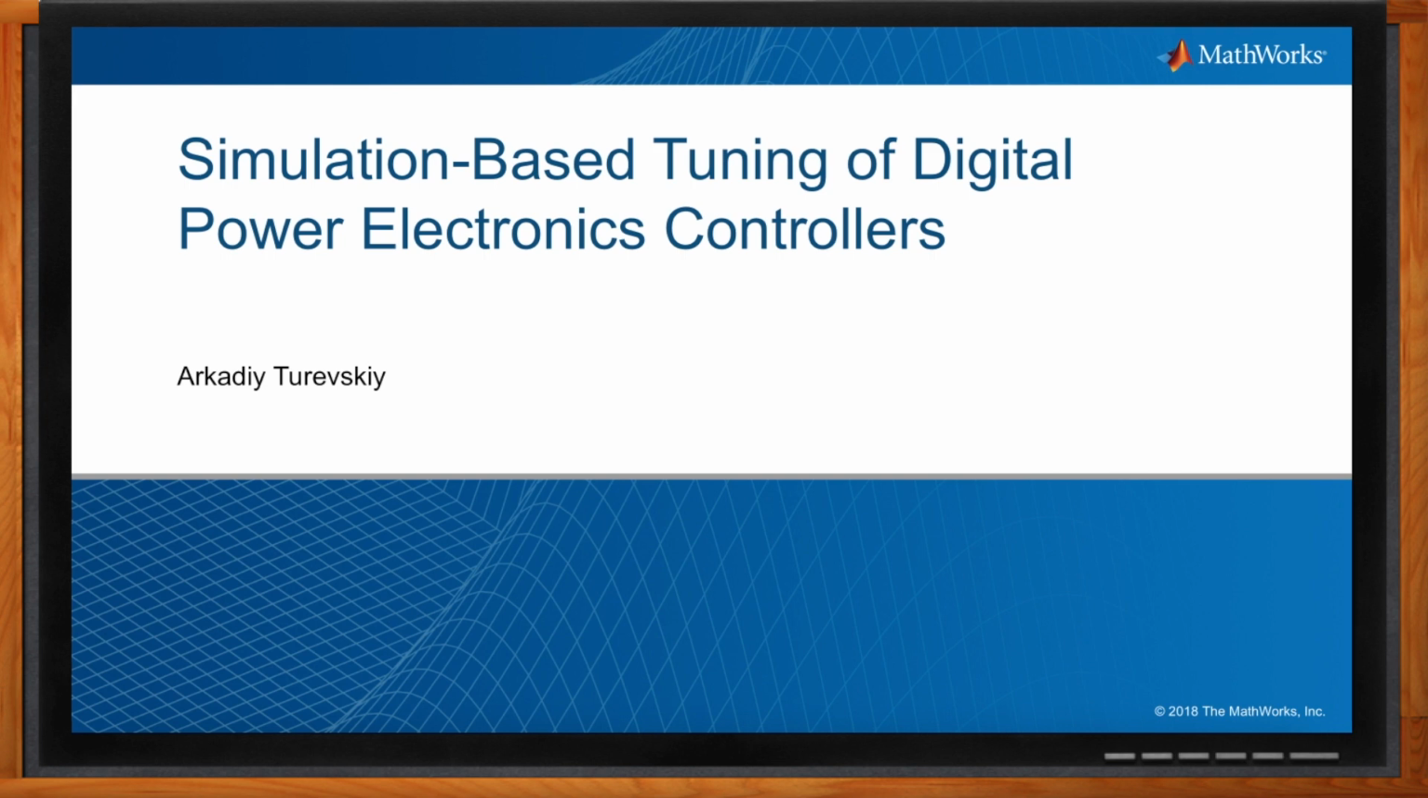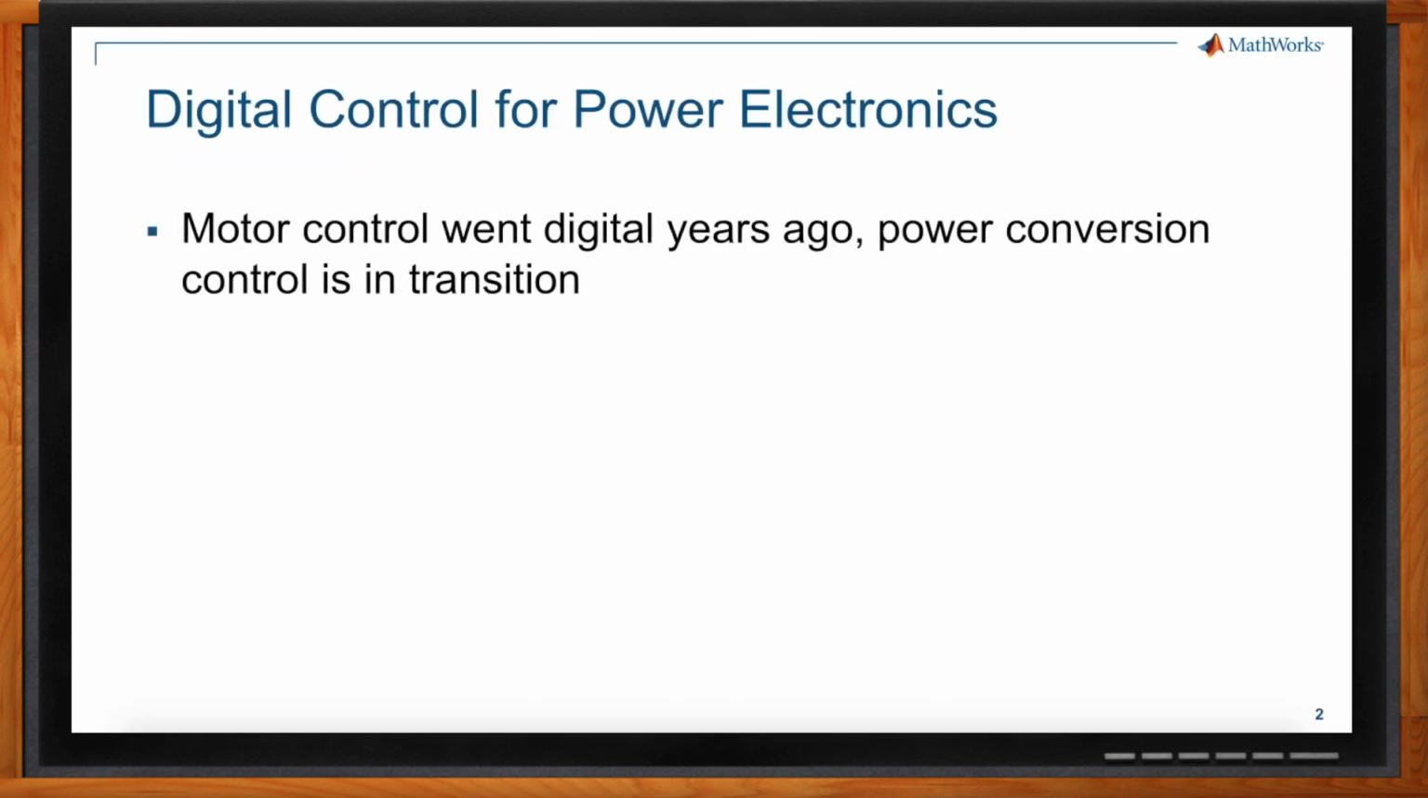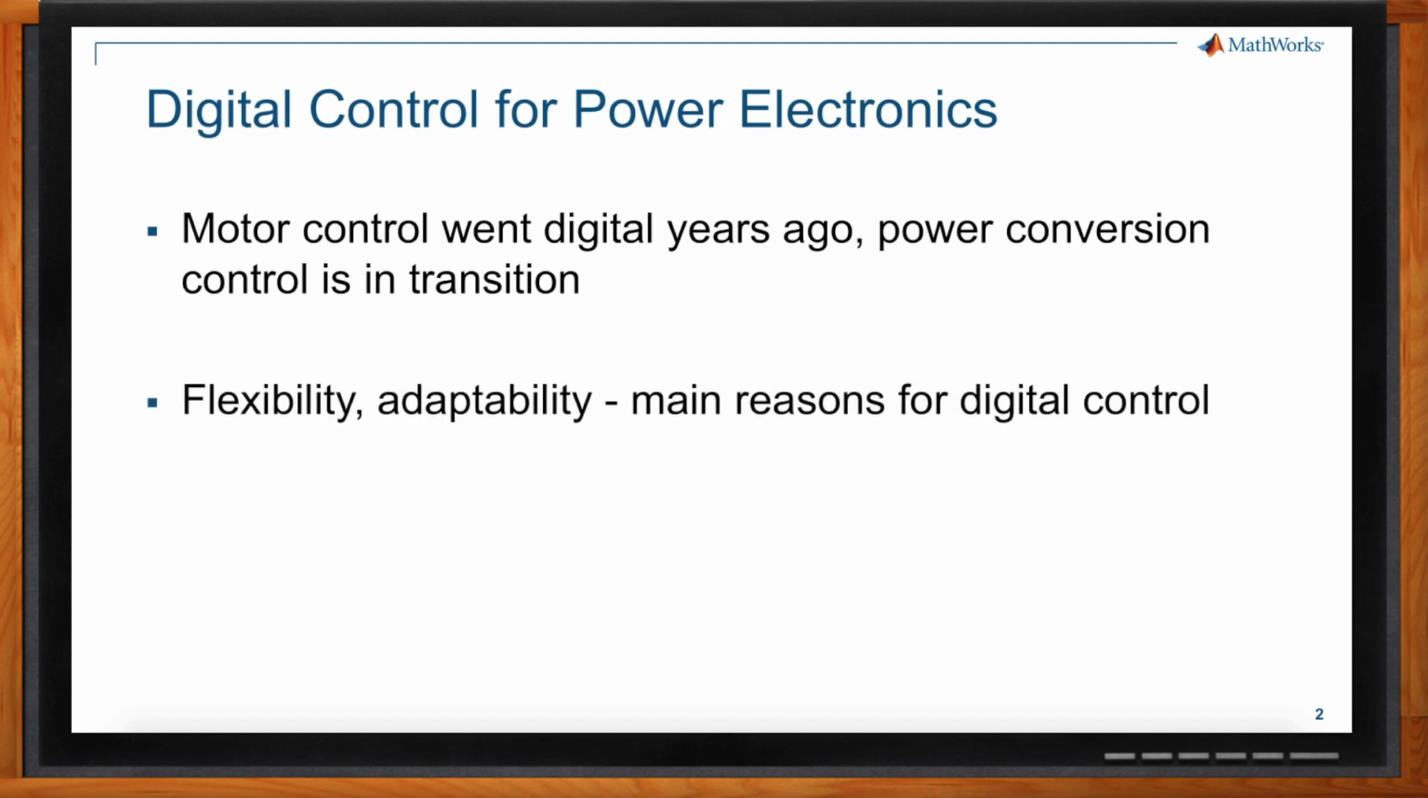Okay, so most of us will already know why we need digital control for power electronics, but let's quickly recap why exactly that is. Right. Motor control went digital years ago. We see the transition from analog to digital in power conversion control now, where the sampling rates are typically much faster. The main reasons for why we see people going to digital control are flexibility and adaptability. And what this means is that you can change your controller by changing the software, something that is impossible to do when it's implemented with an analog circuit. If there are any problems, you can change the code.